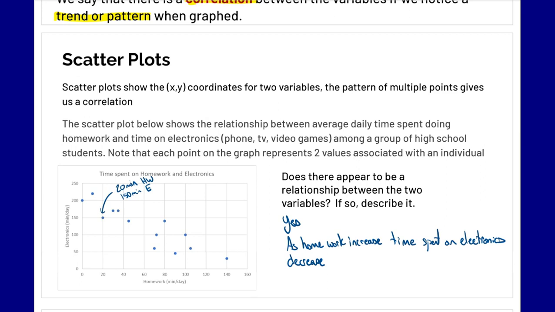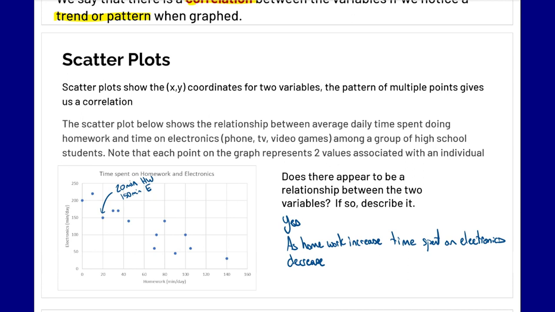Now you could flip it and put electronics, those values, on as the x, and the homework values as the y. You would have to change your points around, right? Because you'd be changing the coordinates up. You'd get a similar graph, and you'd say as the time spent on electronics increases, the time spent on homework decreases. Right? So you kind of get a vice versa effect or an inverse effect.